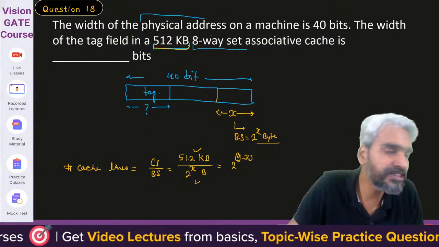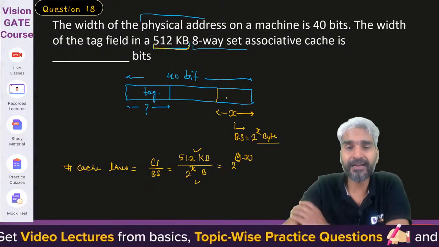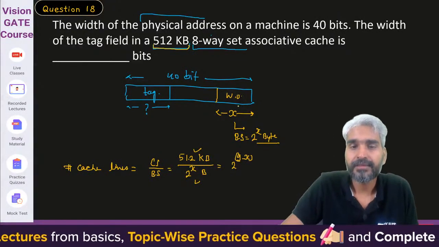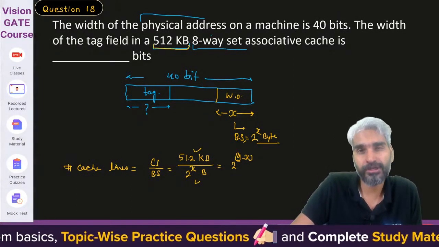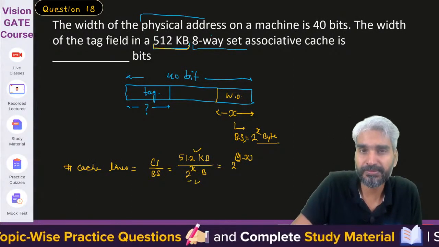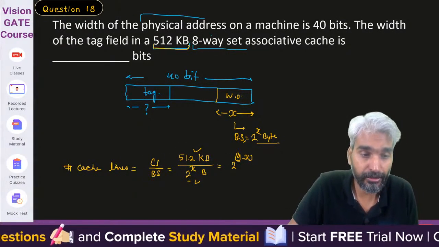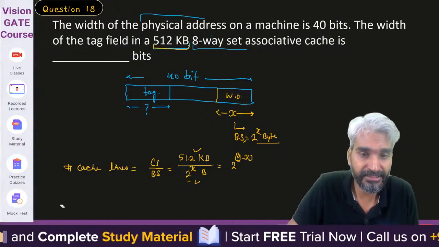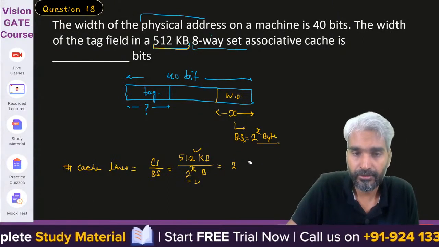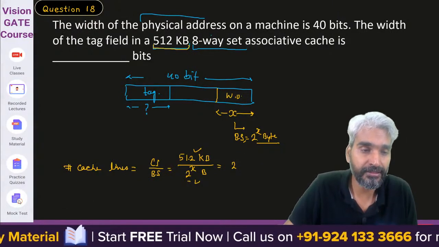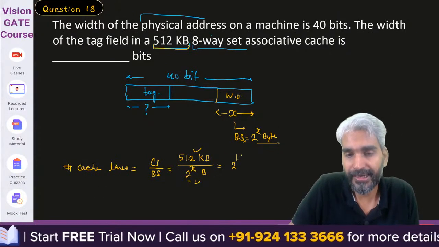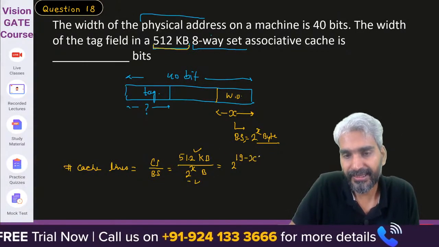I am saying if X bits are required for word offset, then obviously block size will be 2 raised to the power X bytes. So if the block size is 2 raised to the power X bytes, then it's a kilobyte. I made a mistake. This will be 19. 512 kilobytes, not 512 bytes. So it will be 2 raised to the power 19 minus X.